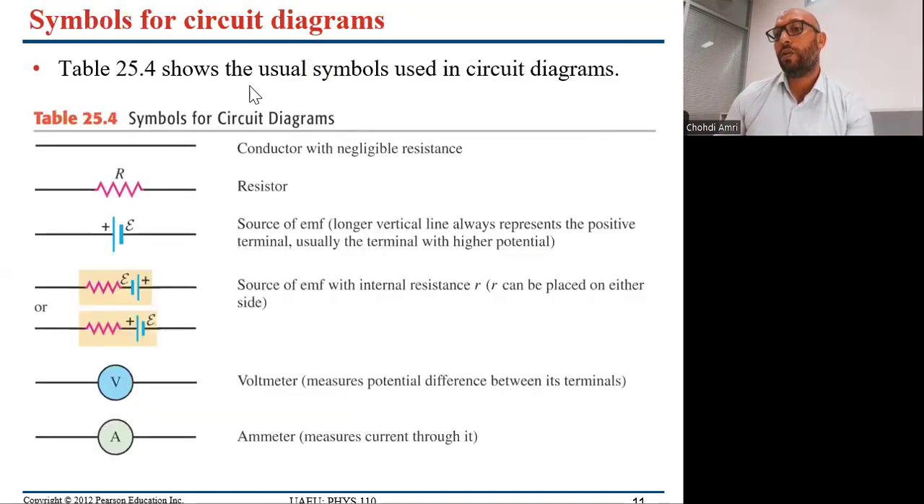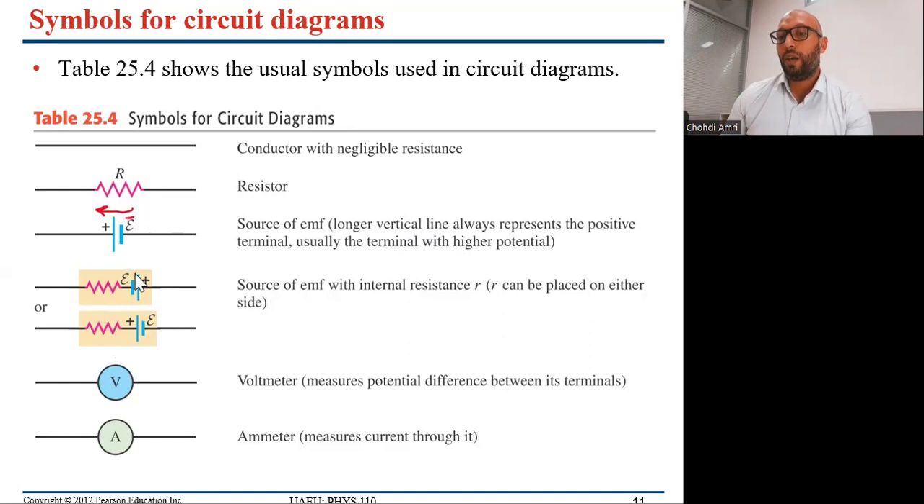And we introduce here the different symbols of the circuit diagram. A conducting wire with negligible resistance is symbolized with a line. This is the symbol of resistance. This is the symbol of a source of electromotive force. The longer vertical line represents the positive side, while the short terminal line represents the negative side. The potential difference is from the negative to the positive side.